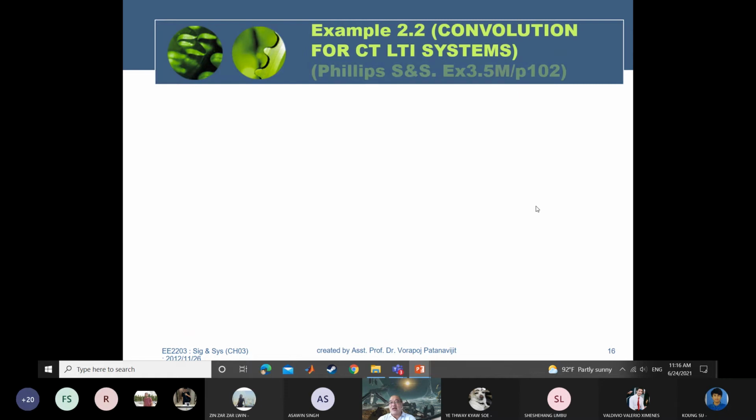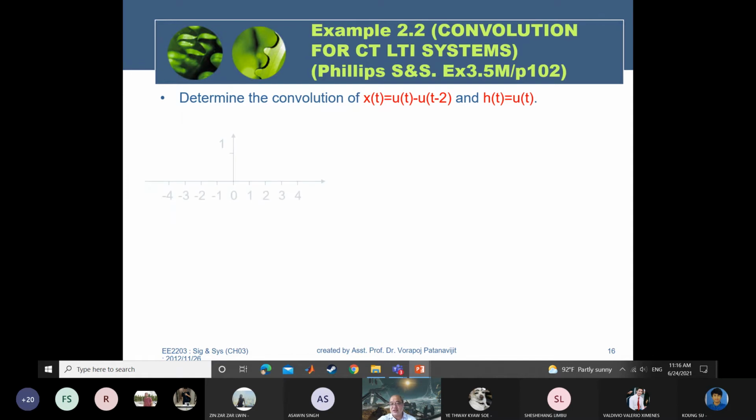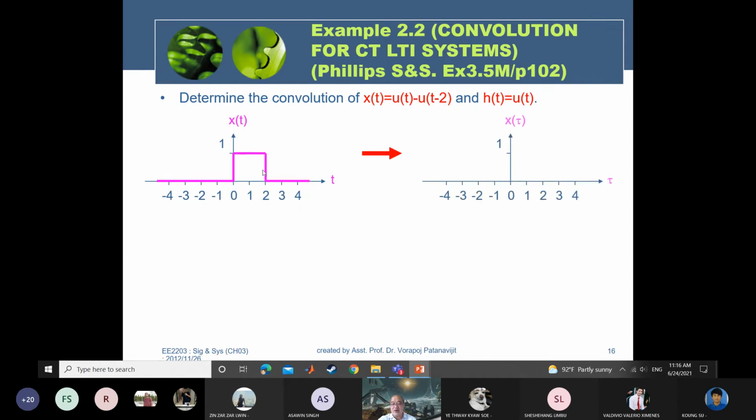To make you understand more, I will provide you another example. If the curve is a little bit more complicated, determine the convolution of x(t) = u(t) minus u(t-2) and h(t) equal to u(t). This curve you can see is comprised of two unit steps, 1 and 2, subtracting them. The way to write the mathematics from the graphical signal I already showed you in the signals lecture. Okay, x(t) is a rectangle, changed to be x(τ). h(t) changed to be h(τ).